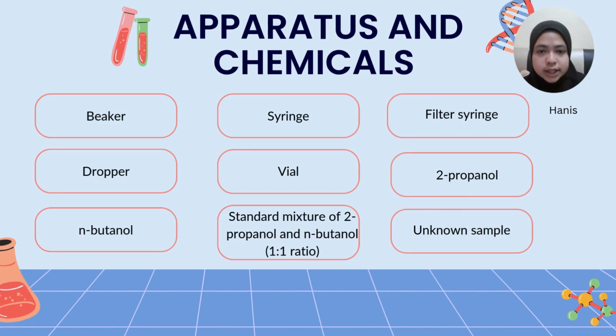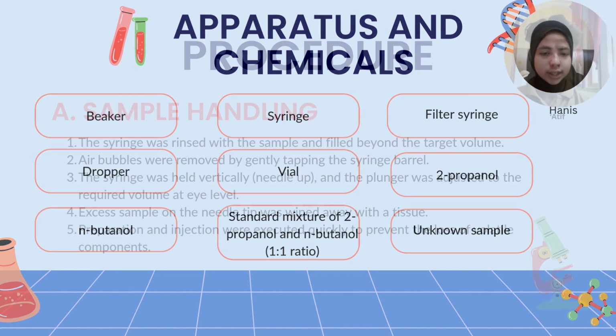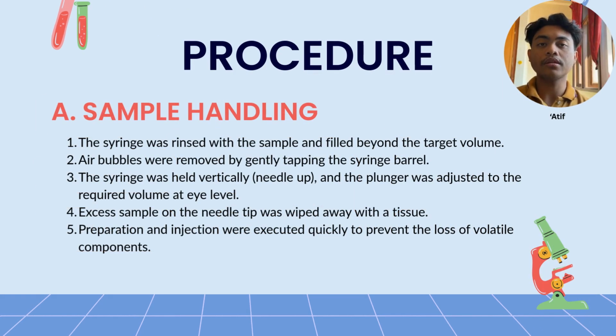Here is the list of apparatus and chemicals that we use in the gas chromatography (GC) experiment. The apparatus are beaker, syringe, filter syringe, dropper, and vial. The chemicals that we use are 2-propanol, N-butanol, a standard mixture of 2-propanol and N-butanol in a 1:1 ratio, and the last one is the unknown sample.